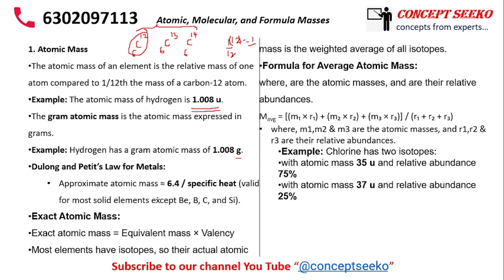So the approximate atomic mass as per Dulong-Petit's law of metals is 6.4 upon the specific heat of the solid. What specific heat is and all that, we will discuss in the thermodynamics lesson. Just wait for a while. If I explain everything here, this session will be bulky and will deviate from the core concepts we need to discuss in this lesson. That is the reason why I don't discuss much about these concepts here. We will discuss them in the thermodynamics lesson.